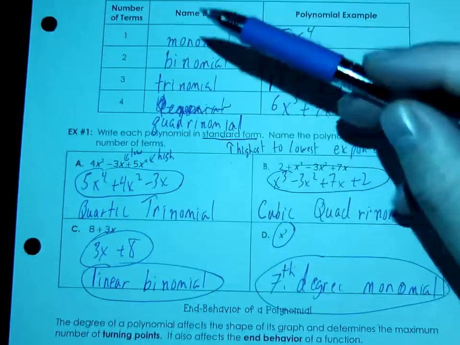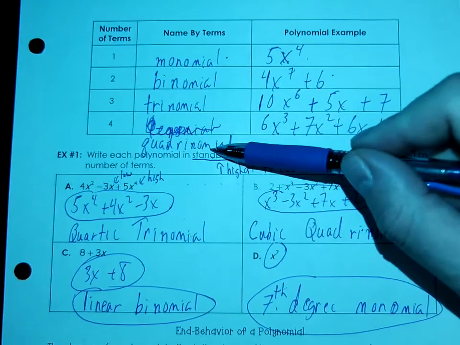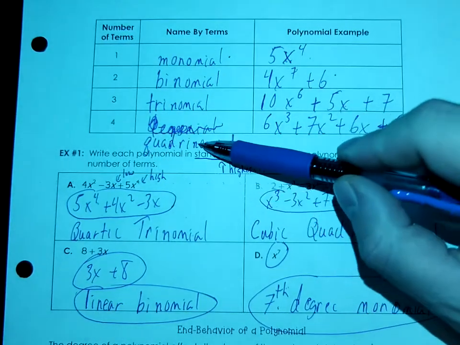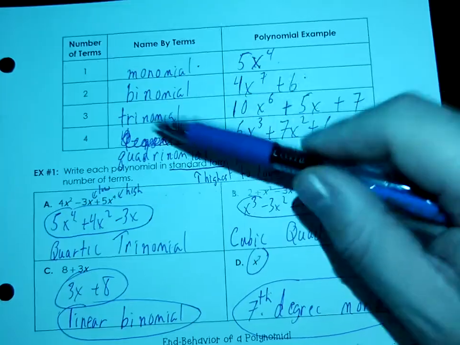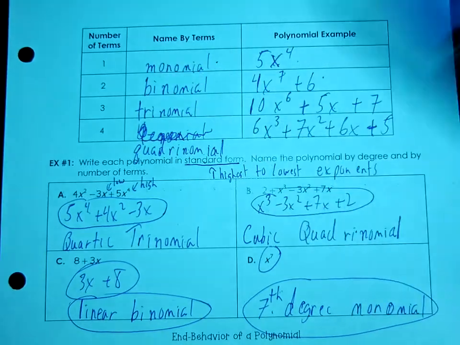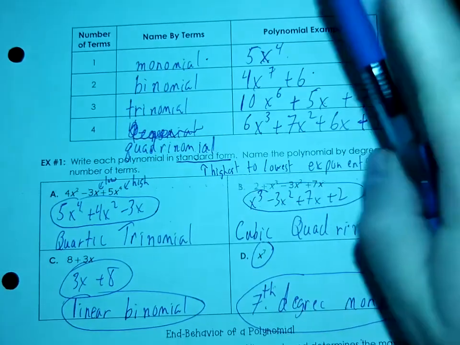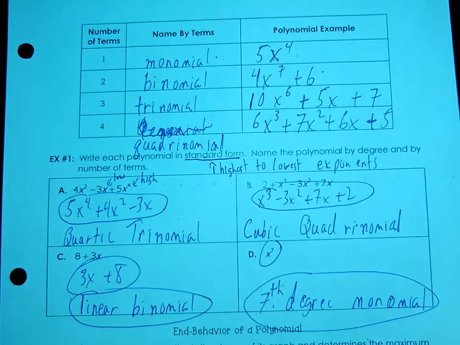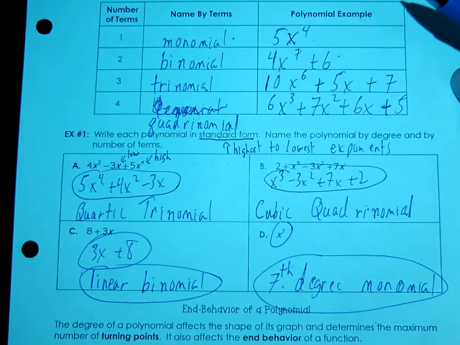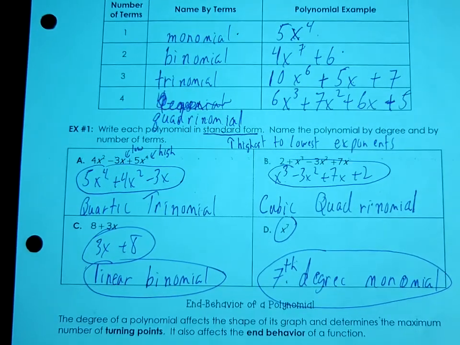And in terms of the number of terms, if there are 5 terms, we could say 5-nomial, 3-nomial, 2-nomial, 1-nomial, 4-nomial. But again, I'm going to use the proper words for these first 3. And this fourth one, I'm not going to use the quadrinomial word. All right.